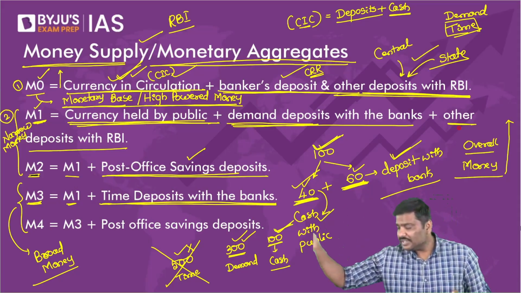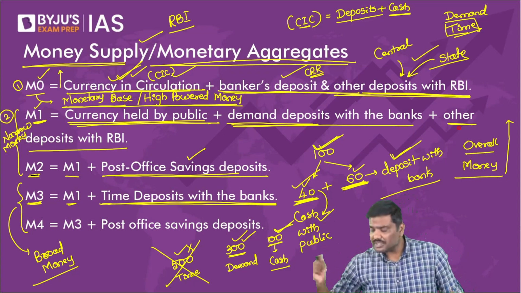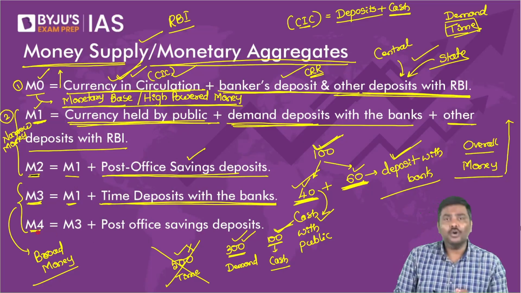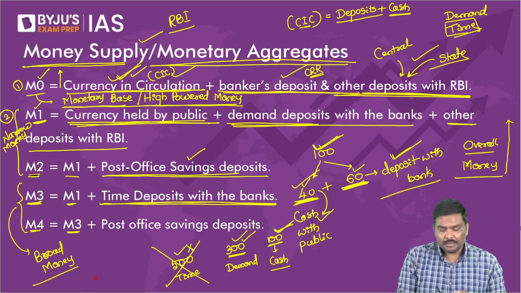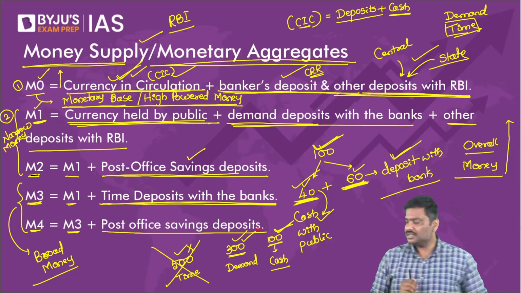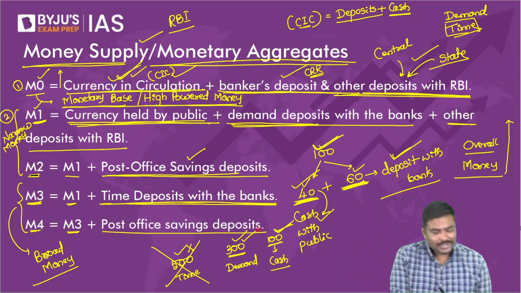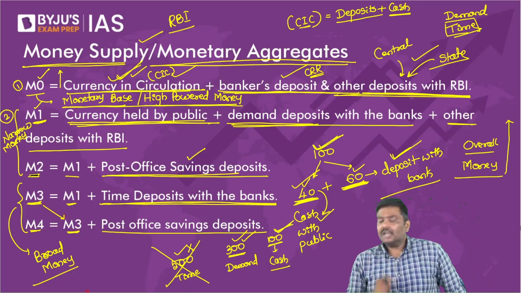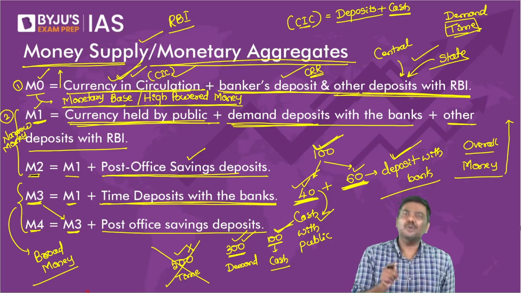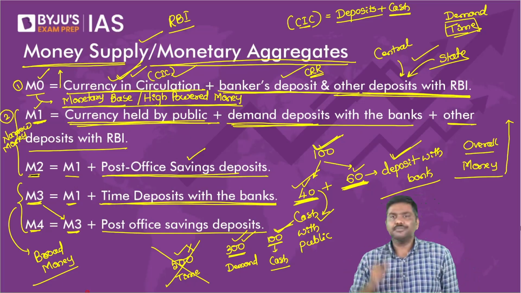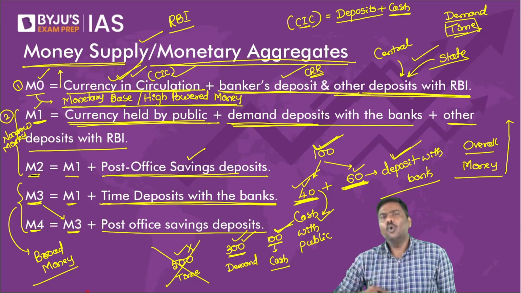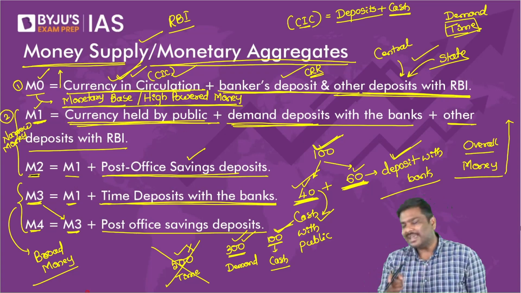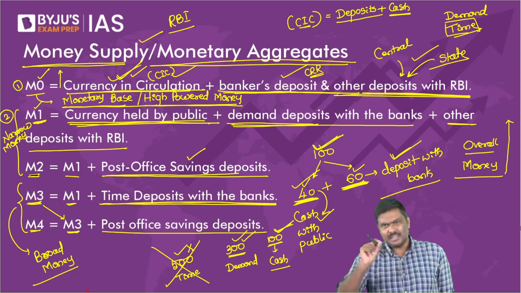I said other deposit means the central government deposit with RBI, state government deposit with RBI, etc. And finally, M4. M4 will consist of M3 plus post office savings deposits. Finally, M4, M3 take it as it is plus post office savings deposit. Now, some of you have a doubt, sir, why do we always keep on counting post office savings deposit? Simple question to all of you. Who do you think will create credit in the market? Is it post offices or the banking sector?